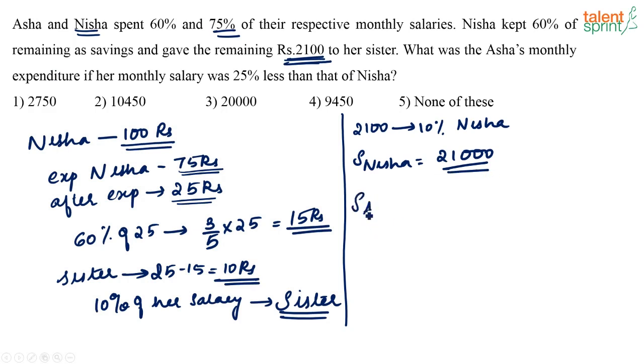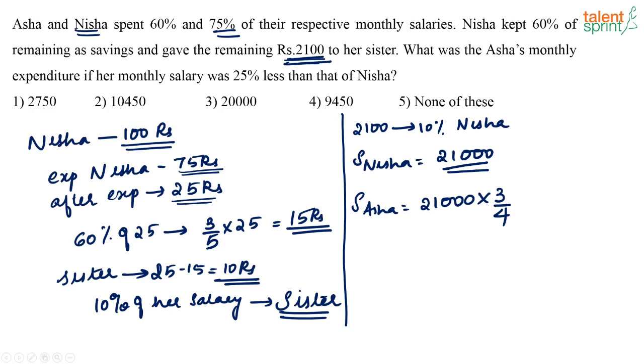So what is the salary of Asha? Salary of Asha is 25% less than Nisha, or I can say salary of Asha is 3/4 the salary of Nisha, right? That is, 25% less than means basically it is 75% of Nisha's salary, correct? Which is equal to how much? 21,000 into 3 by 4. Let's not calculate it. I don't think we need to calculate it here at this point.